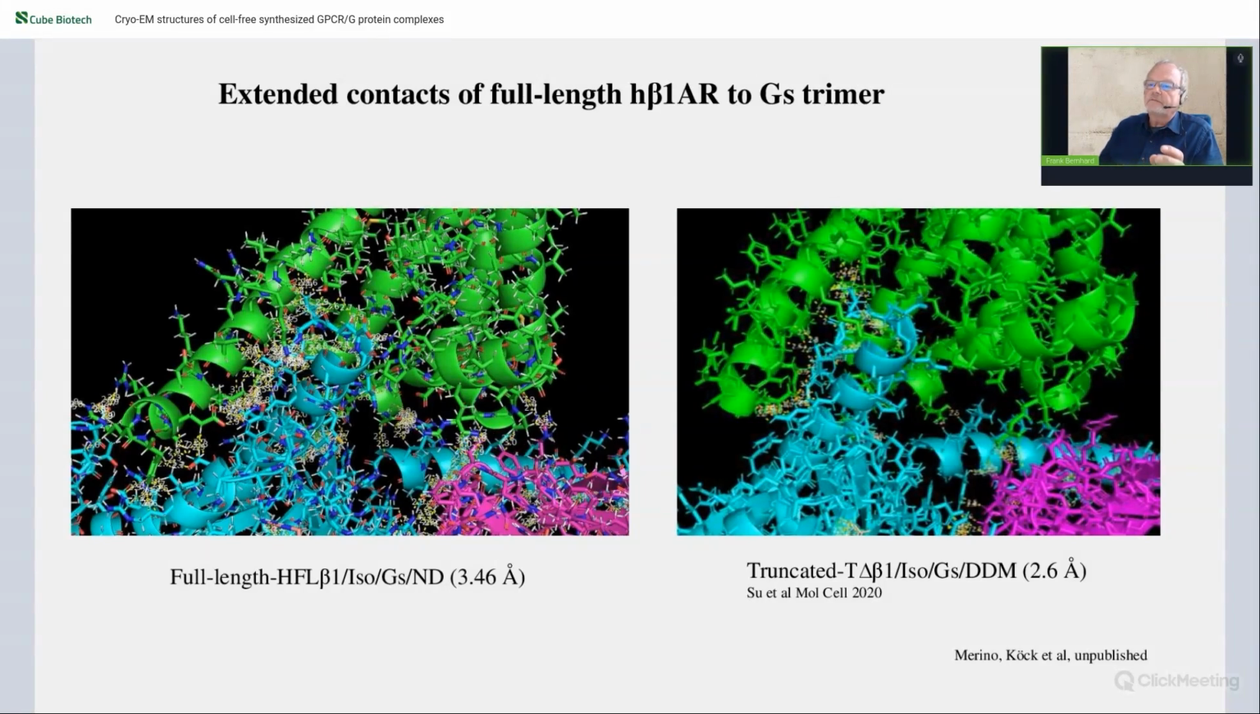We don't have changes in the overall structure, but we have changes in the details. And those small details might have biological significance, of course.